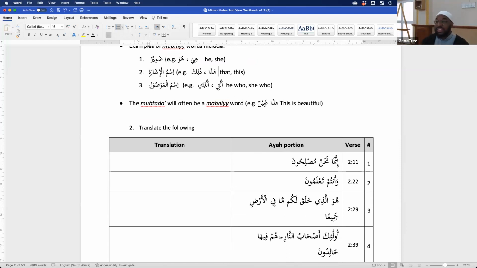Went means dhahaba. Dhahaba ila al-masjid. Excellent. Alladhi dhahaba ila al-masjid. The one who went, he's the one who went to the masjid. The next one is back to damir.